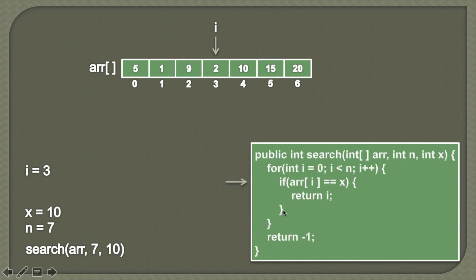So here in the if block we again check whether the value at index i is equal to x or not. So the value of i is 3. So the value of the array at the third index is 2 and 2 is not equal to 10. Therefore the condition in the if block comes out to be false. And after the increment i becomes 4.